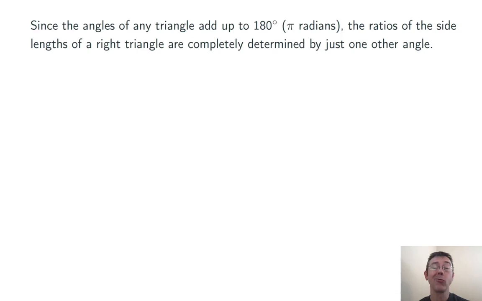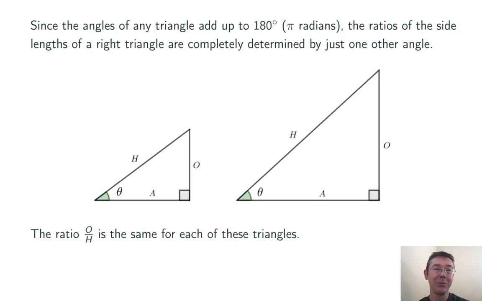So if we're talking about right triangles, the ratios of the side lengths are completely determined as soon as we specify just one other angle. So here's a couple more similar triangles, this time right triangles. And I've labeled the angle in the lower left of each one with theta. The sides now are labeled O, A, and H. Those are traditional labels. They stand for opposite, adjacent, and hypotenuse. Those are completely universal in any trig book and most trig videos that you'll see here on YouTube.